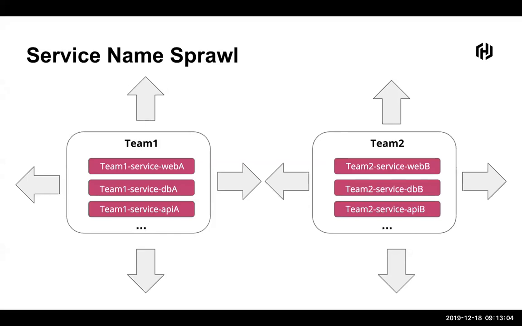This is an illustration of what service name sprawl looks like. Here in this slide, you have Team 1 and Team 2. They're each creating their own distinct names. You see Team 1 creating service names Web A, Database A, and API A, while Team 2 on the right is using service names Web B, Database B, and API B. For many customers, managing modular applications can be quite a nightmare, with dozens, hundreds, even thousands of services that need to be created, registered, and modified across the many teams.